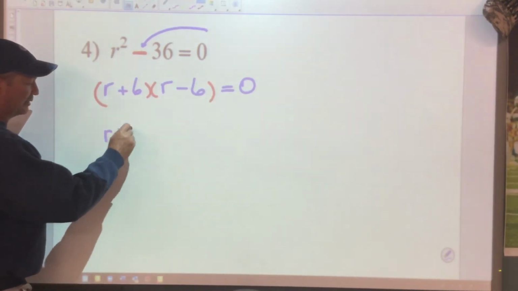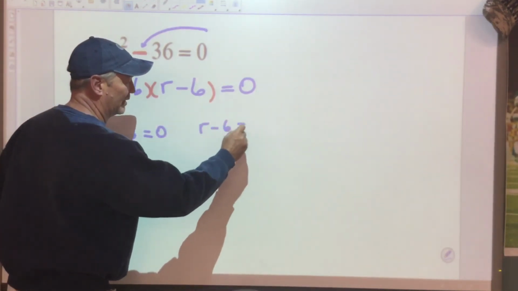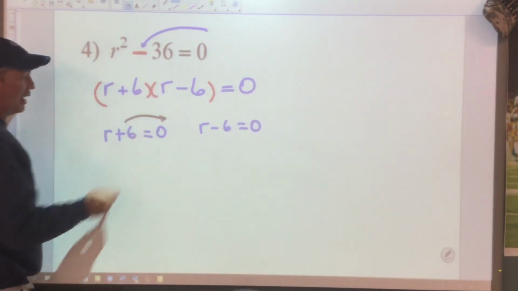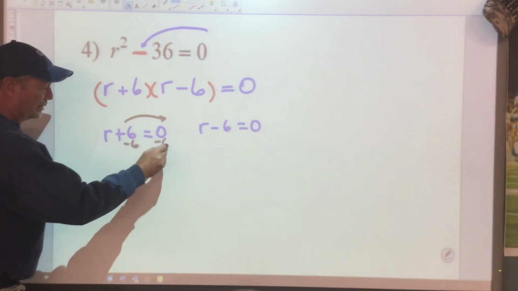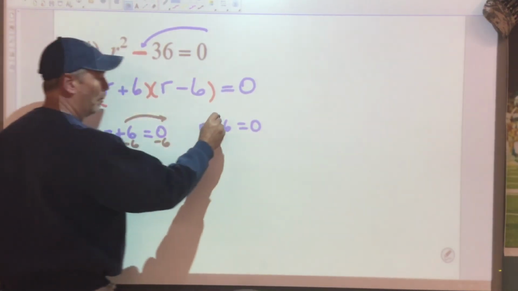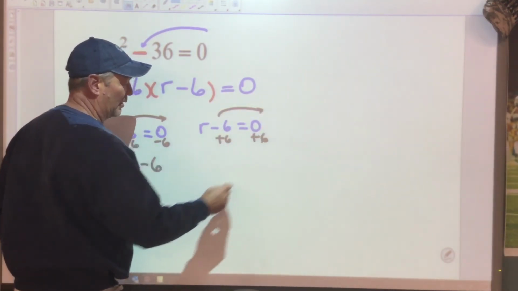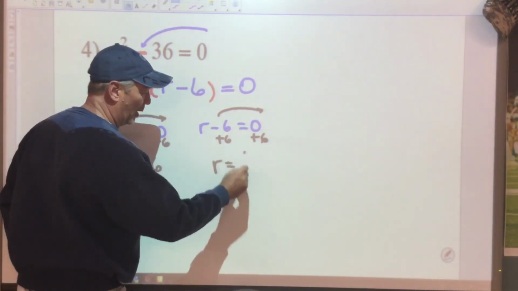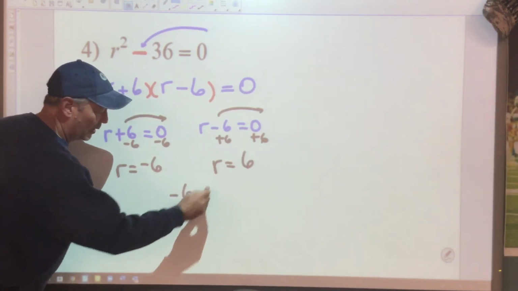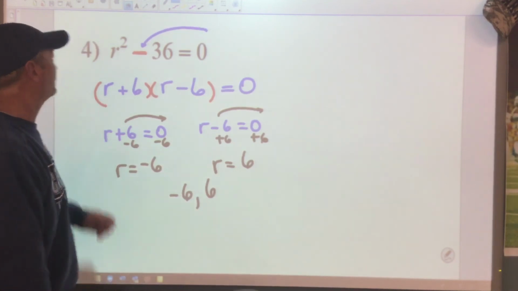R plus 6 equals 0. R minus 6 equals 0. I move the 6 to the other side. Minus 6, minus 6. R equals a negative 6. Move the negative 6 to the other side. Plus 6, plus 6. R equals a positive 6. My two solutions are negative 6 and a positive 6. Let's keep going.